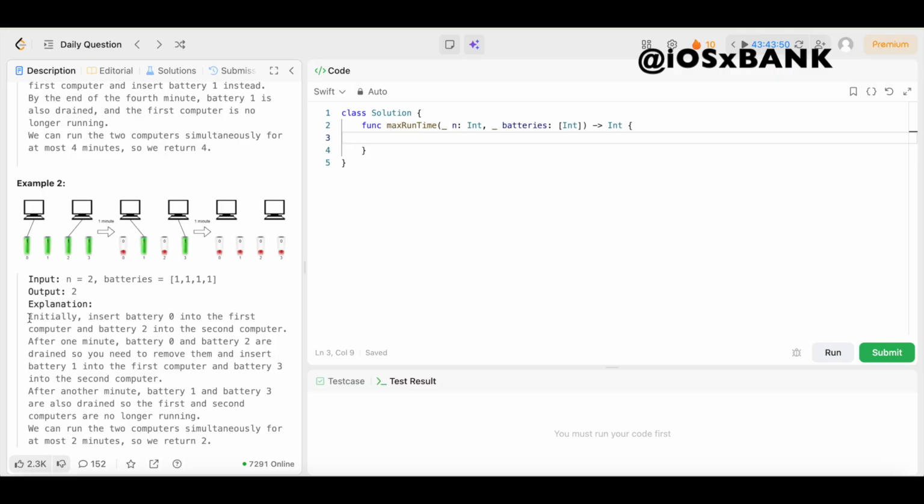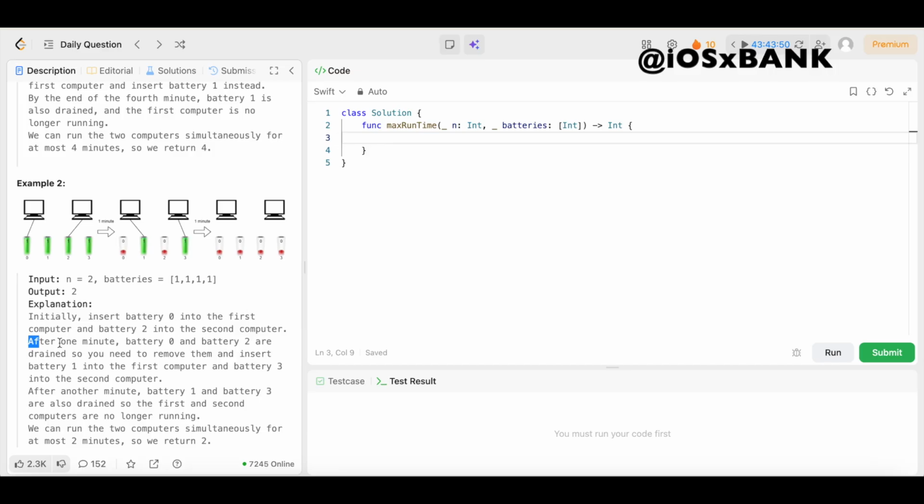Then it says, initially we insert battery 0 into the first computer and battery 2 into the second computer, right? So boom, we put battery 0 here, battery 2 here. But remember, they only are going to last for 1 minute. Battery 0 is on this computer, and battery 2 is on this computer. We still have battery 1 and battery 3. These two haven't been used yet. They're still fully charged.